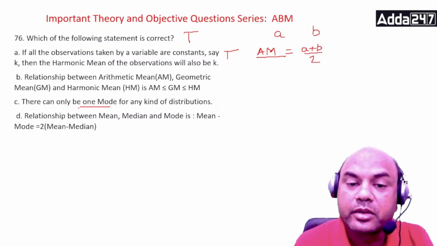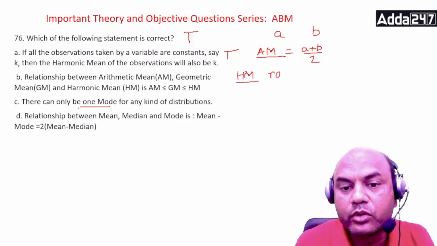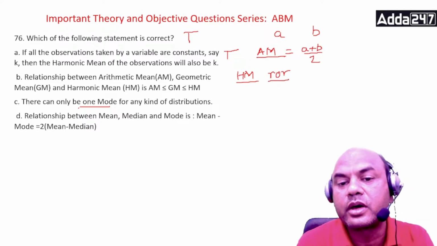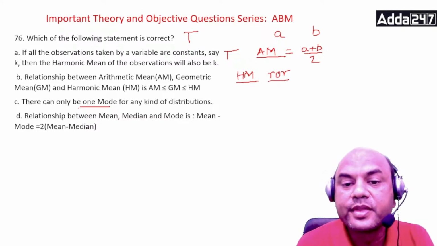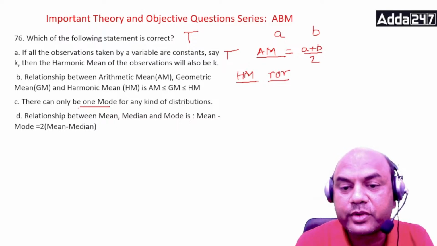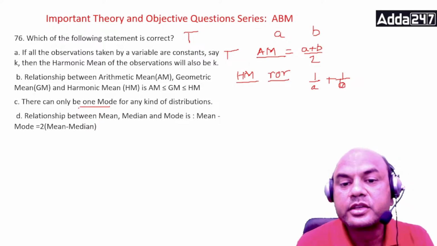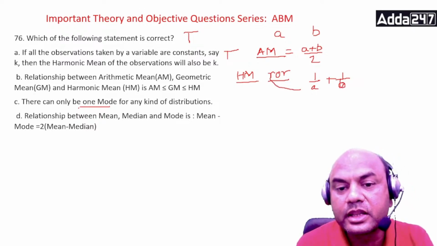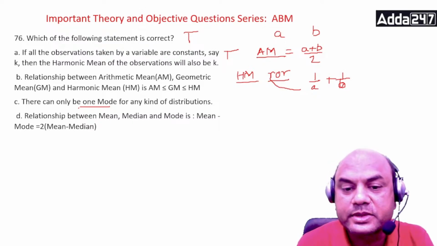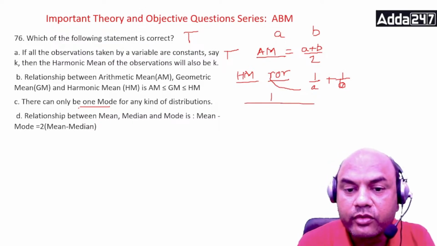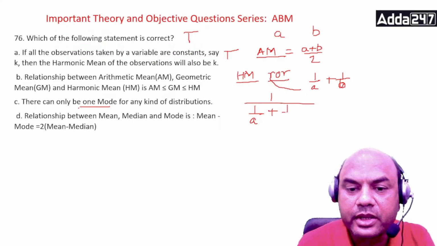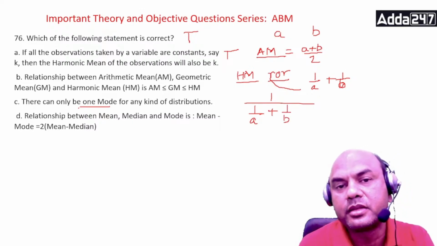What is my harmonic mean? See here, harmonic mean, what did I tell you? It's ROR. Always remember this word, ROR. Reciprocal of reciprocals. So first find the reciprocal, first R: 1 upon A plus 1 upon B. So this is the first R. Now what do we want? ROR, reciprocal of reciprocal. So I'll do this now: 1 upon, 1 upon A plus 1 upon B. Now this is my harmonic mean.